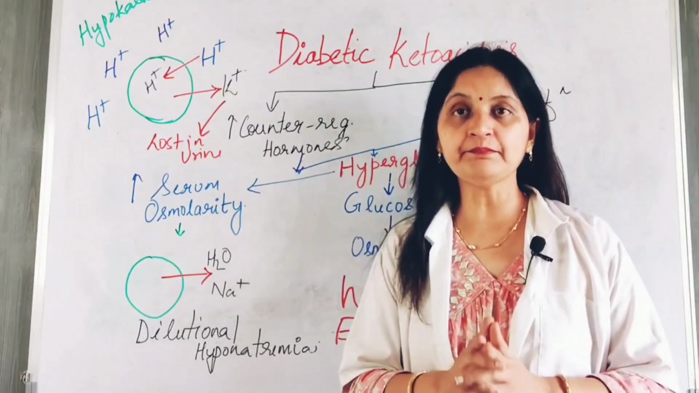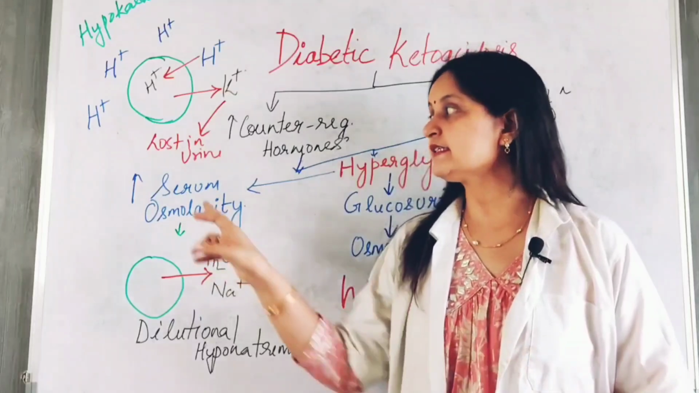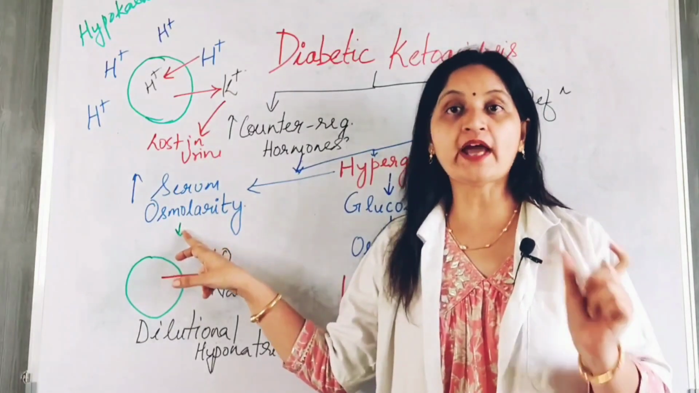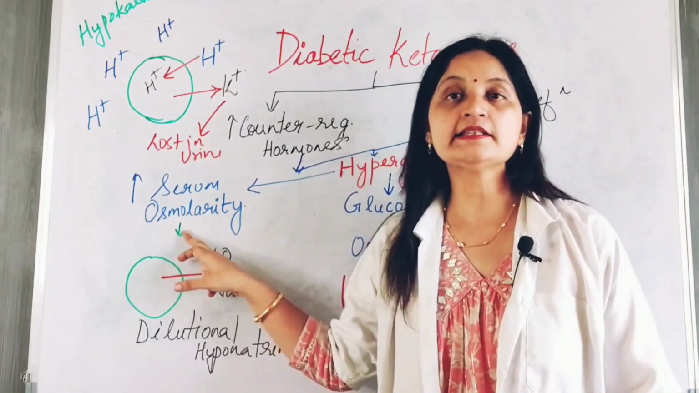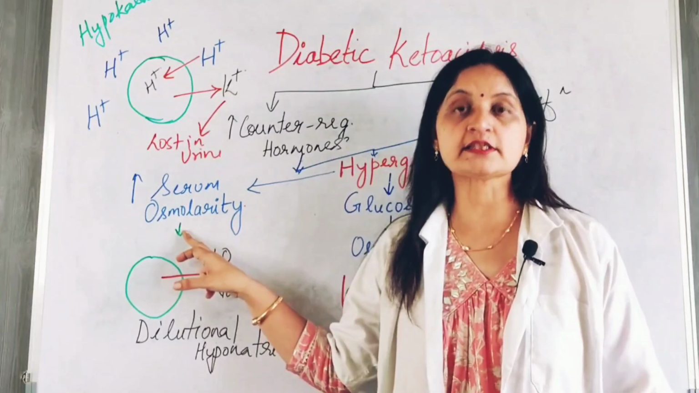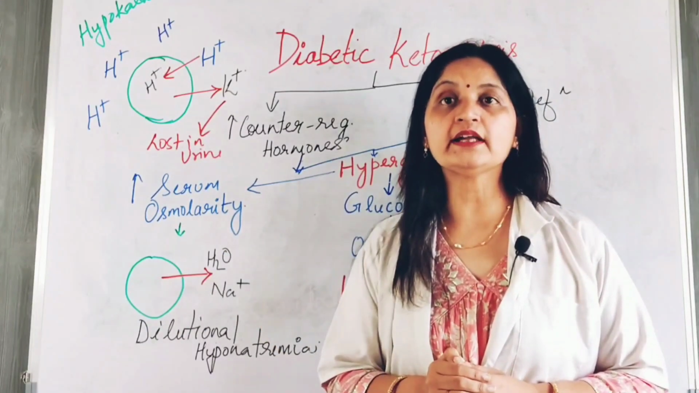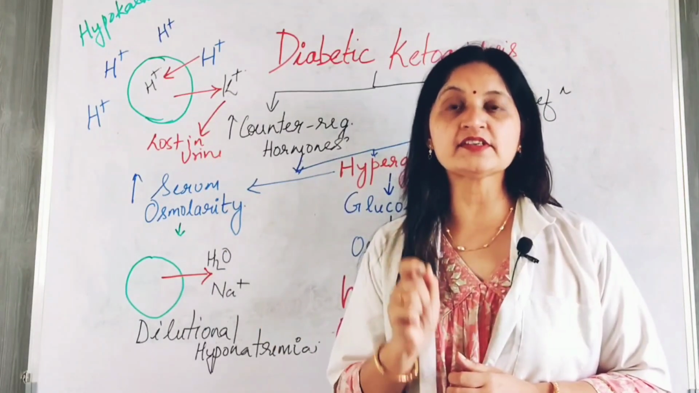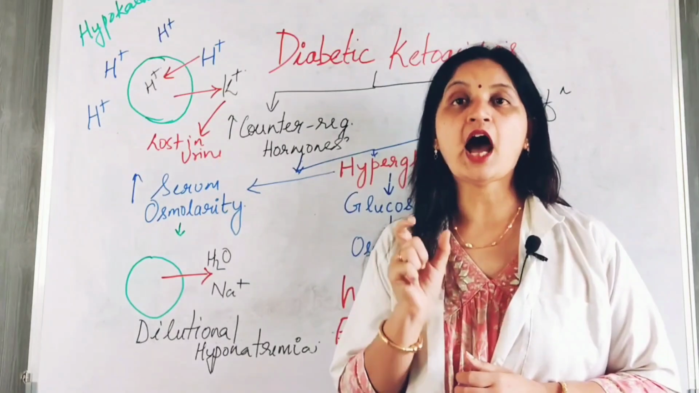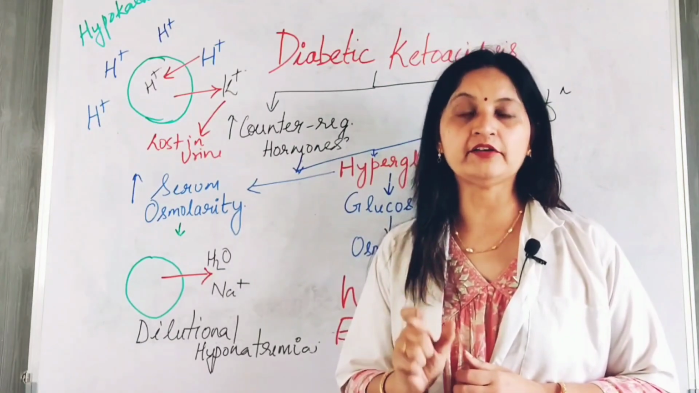So there is marked hyperglycemia, and this raises the serum osmolarity. So rise in serum osmolarity is seen in diabetic ketoacidosis. So speaking more about electrolyte disturbances, the most characteristic electrolyte disturbances are hypokalemia and hyponatremia.